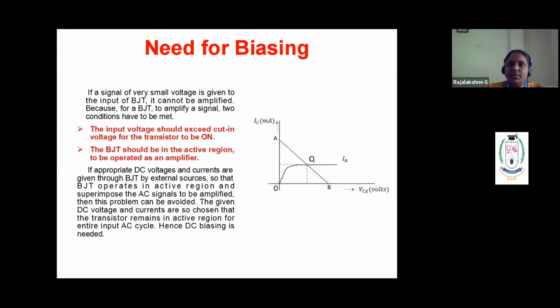That's what is written. The input voltage should exceed cut-in voltage for the transistor to be on. First, for the transistor to be on itself, you have to give the biasing. If you are not giving the input voltage, the device will not work first of all. The next will be the BJT should be in the active region so that it can be operated as an amplifier. So that is why we are giving the biasing, to achieve the faithful amplification.